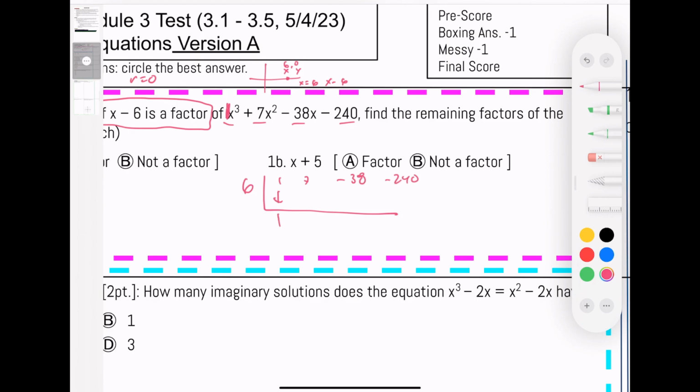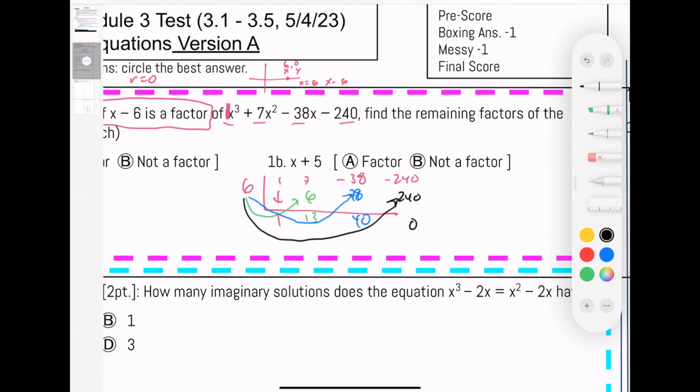And then I have 1 times 6 is 6. It gives me 13. 1 times 13 will be 90. 18 extra 1, 78. So that'll be 40. And then 6 times 40 will give me 240, which is 0.